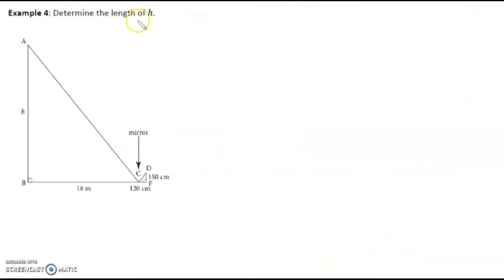Example 4, determine the length of H. So H is here, again, this is the height. We have triangle ABC, where B is in the middle there. We want to say that this is going to be similar to DFC. If you notice that I put these backwards, it's because the letter in the middle represents the right angle in the triangle, and then C and C are opposite of one another.